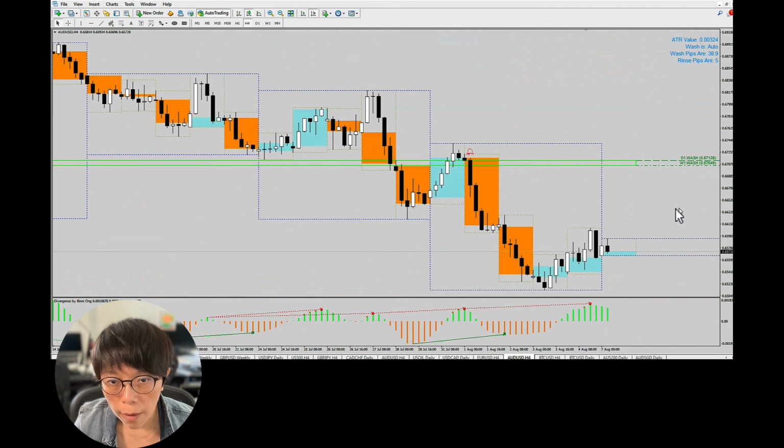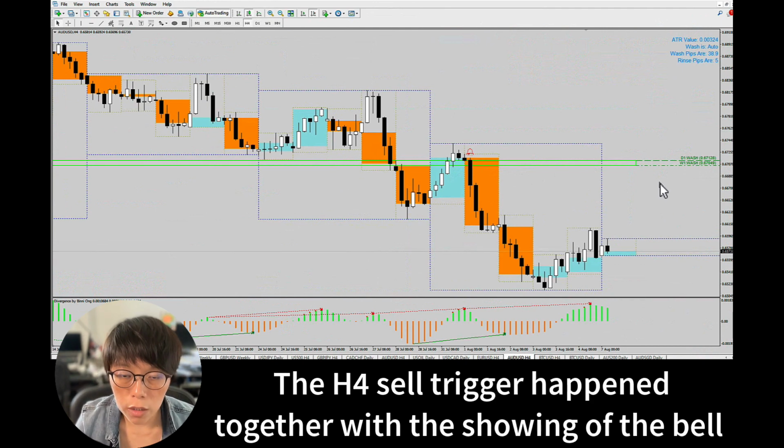But at the same time, there is a bell here. Now this means that this trigger is not only below just one day wash line, but it's also below a week wash line. So this trigger here is very strong because it's below two wash lines. In other words, if you see a trigger and that trigger is accompanied by a bell, then this is a stronger trigger.